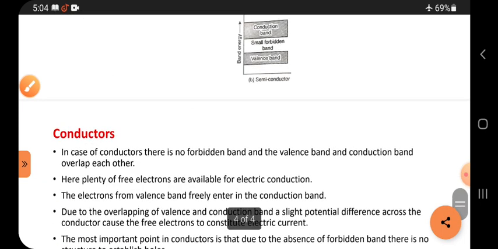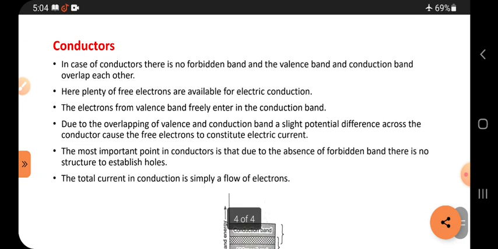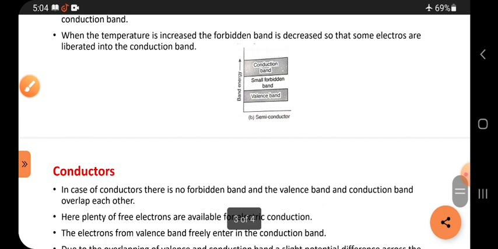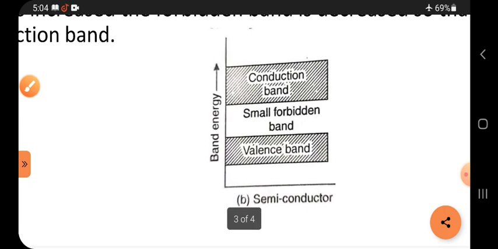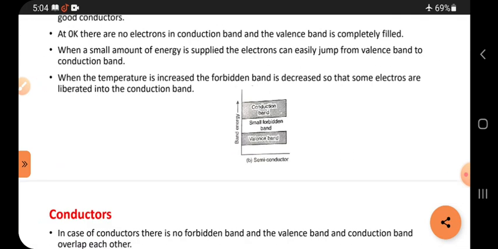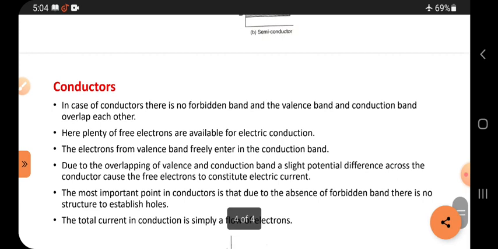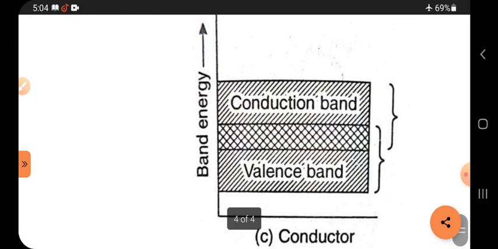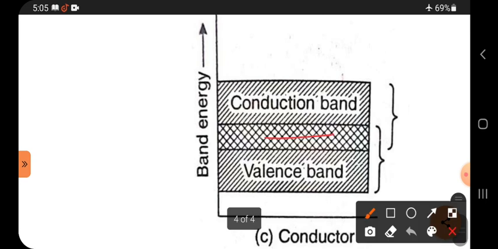And next, third and last, the conductor. In the case of a conductor, there is no forbidden band. Here we have a certain forbidden band in the semiconductor, which is small compared to the insulator. But in a conductor, the forbidden gap is overlapped. It is a complete overlap. This region is completely overlapped.